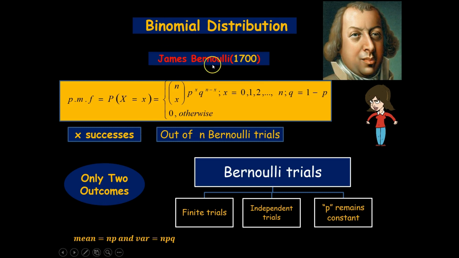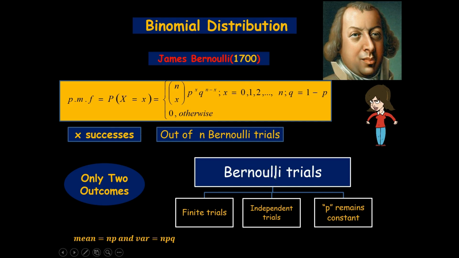It was given by James Bernoulli in 1700, and it is based on Bernoulli's trials. If a random experiment has outcomes of two types, basically this is usually meant for those kinds of experiments when we have only two outcomes, like present, absent, dead, alive. For those kinds of experiments, this binomial distribution is used. So the foundation of this binomial distribution is Bernoulli's trial. Now what is this Bernoulli's trial?